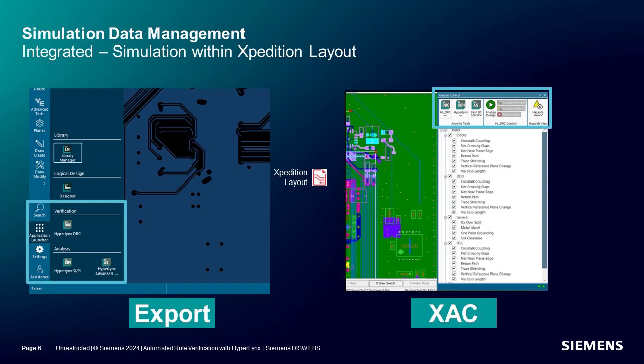Although Hyperlinks can analyze any board layout from any layout tool, it's better with Expedition and/or the Siemens Enterprise Data Management tool. You can access any Hyperlinks tool from Expedition Layout by exporting a current copy of your board and directly opening it with Hyperlinks SIPI, Hyperlinks DRC, or Hyperlinks Advanced Solvers. Another method of integration of using Hyperlinks with Expedition Layout is through the Analysis Control Client, or the XAC.